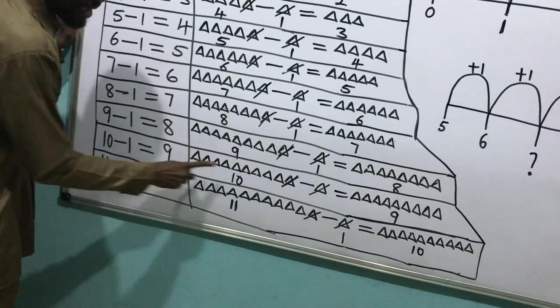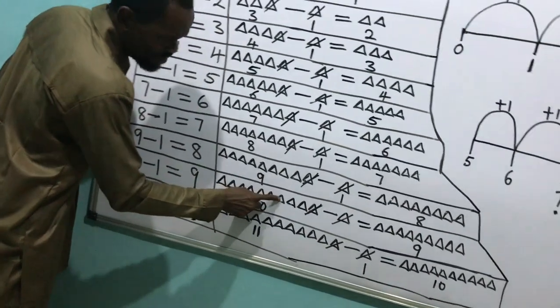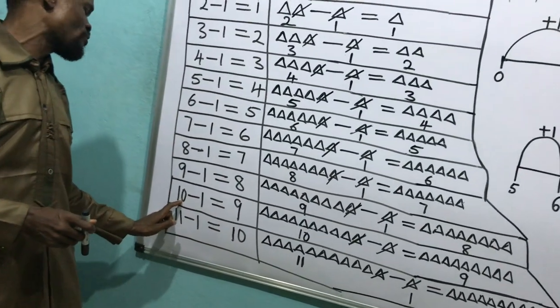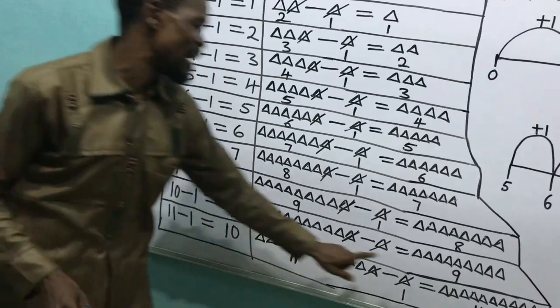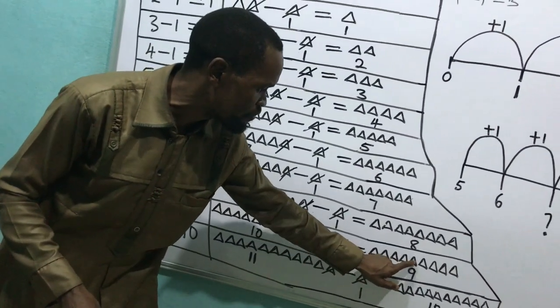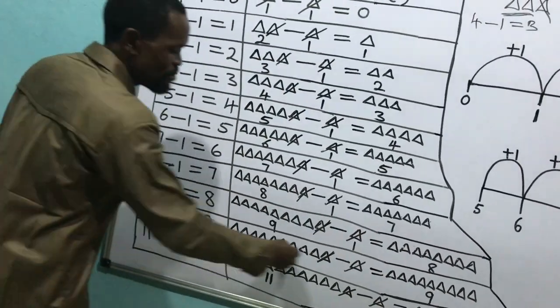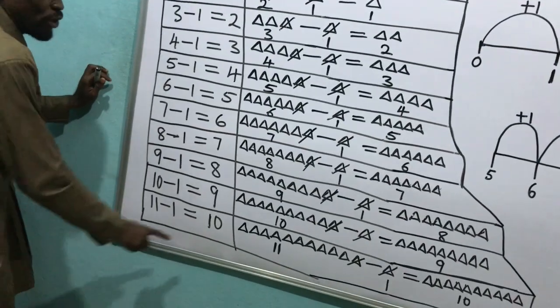And how many will remain? How many will be left in my hand? 1, 2, 3, 4, 5, 6, 7, 8, 9. That means if I remove 1 triangle from the 10 triangles, I will be left with 9 triangles. Count it. 1, 2, 3, 4, 5, 6, 7, 8, 9. That's what will be left after I have removed 1 from what? 10. Then I now say 11 minus 1 will give me what?